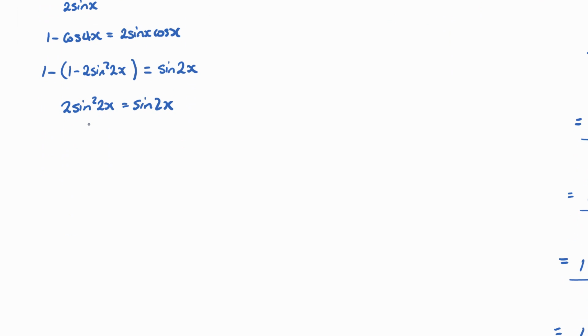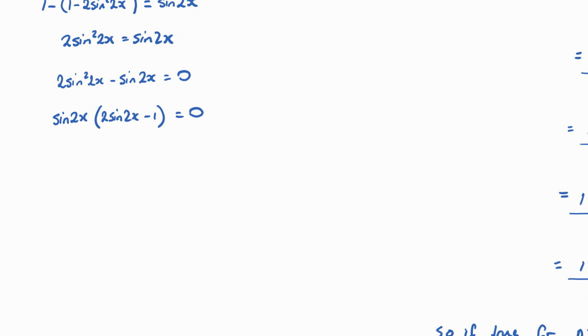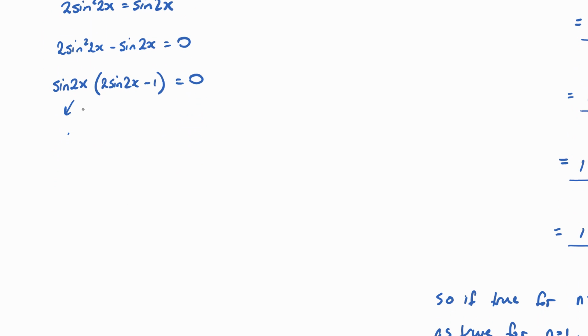Let's move the sine 2x to the other side, and we get 2 sine squared 2x minus sine 2x equals 0. What is common there? Sine 2x is common, so we can take that at the front: sine 2x, and I'm left with 2 sine 2x minus 1. And then the null factor law: when does this equal 0 and this equal 0?